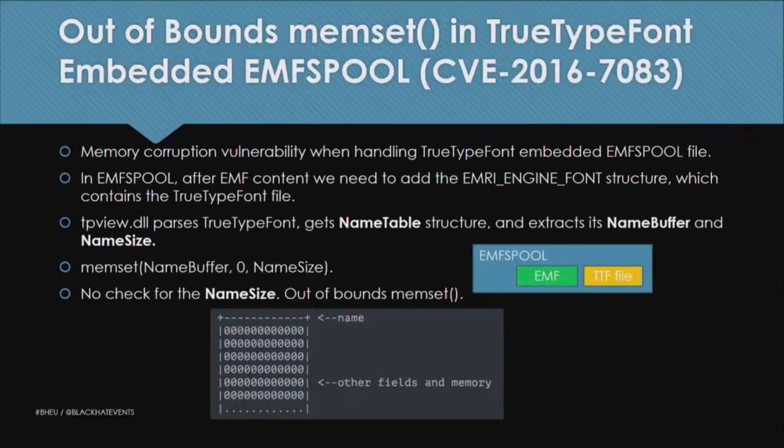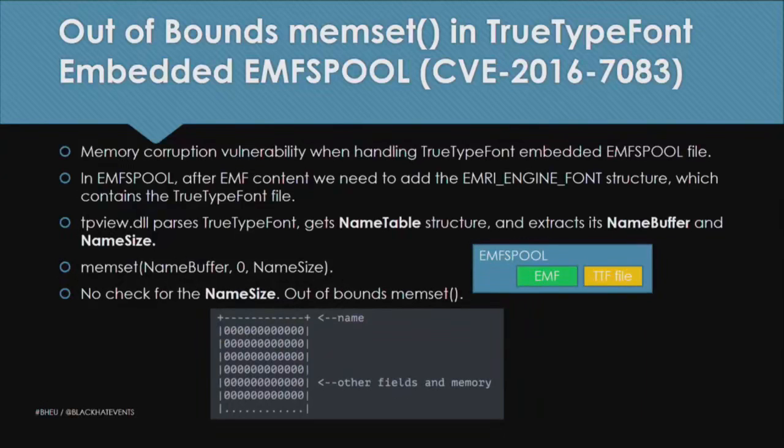The second CVE, CVE-2016-7083, is a memory corruption vulnerability in tpview.dll when handling a malformed TrueType font file embedded in an EMF spool file. In this case, in the EMF spool file, after the EMF content, we need to add another structure named EMRI engine font structure. It contains the malformed TrueType font file. tpview.dll will parse the TrueType font file content, get a name table in it, extract the name buffer and name size structure, then call a memset function to fill the name buffer with name size length 0.